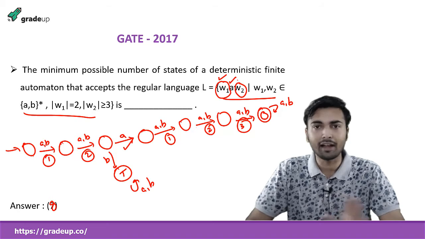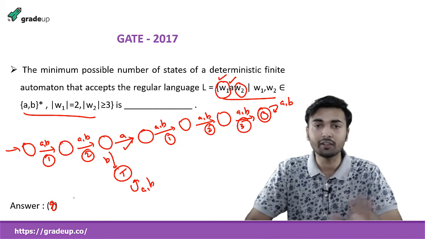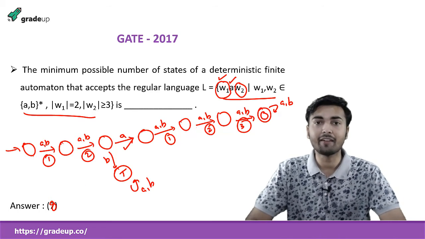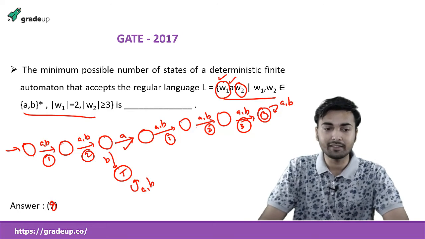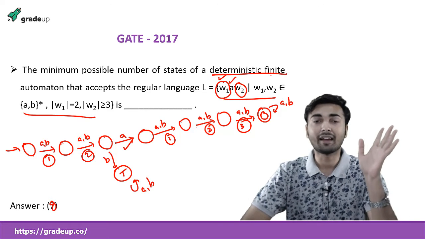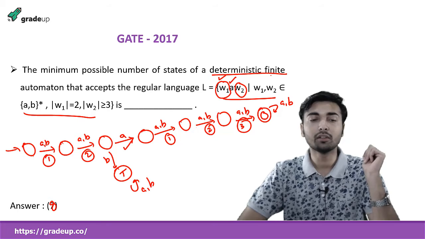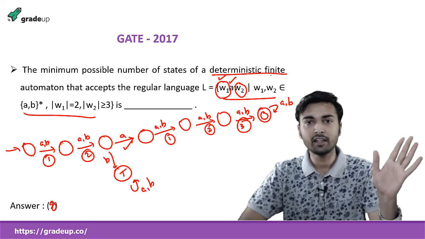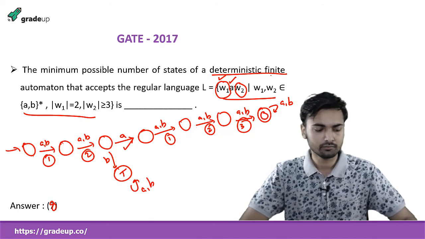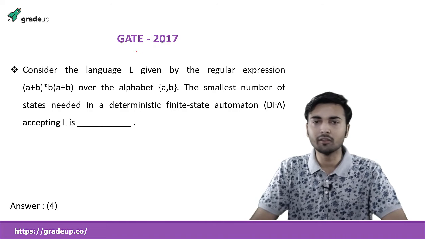Cleared? Any doubt in this? The answer is not 7, the answer is 8. It must not have counted the trap state. But as said, this is a deterministic finite automaton, and in a deterministic one you have to count the trap state also. Cleared? Any problem? Good. Next, GATE 2017 again.